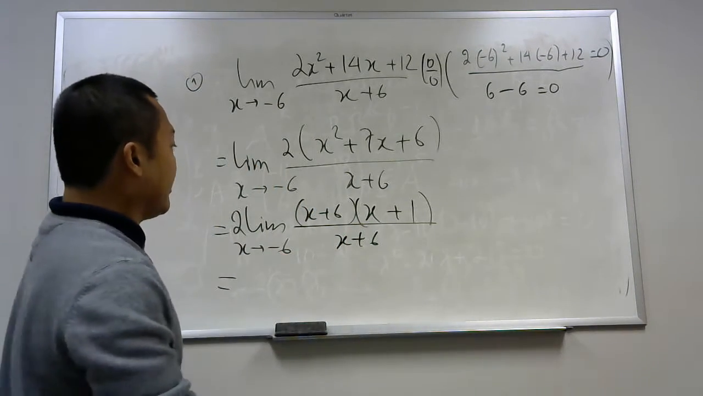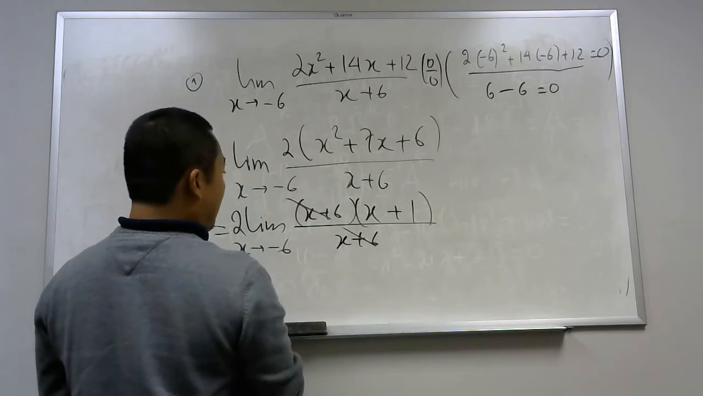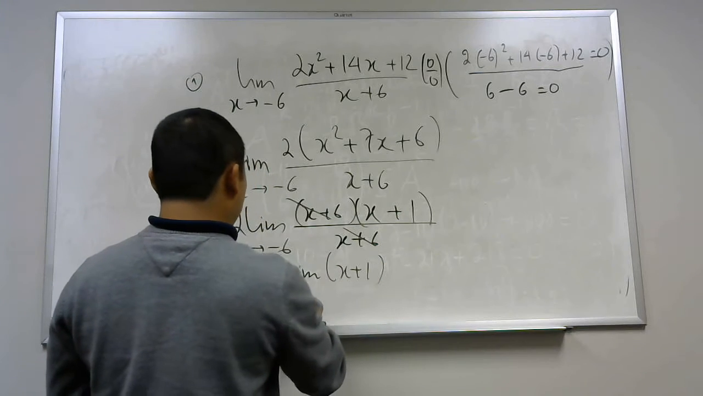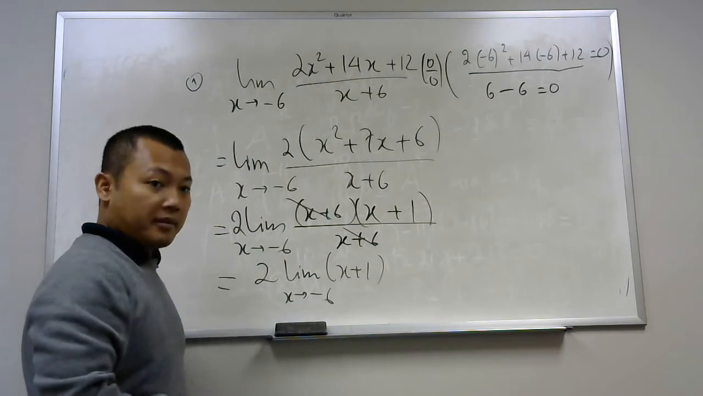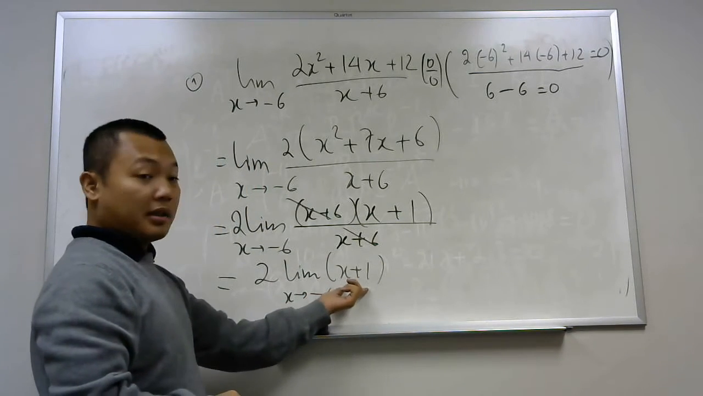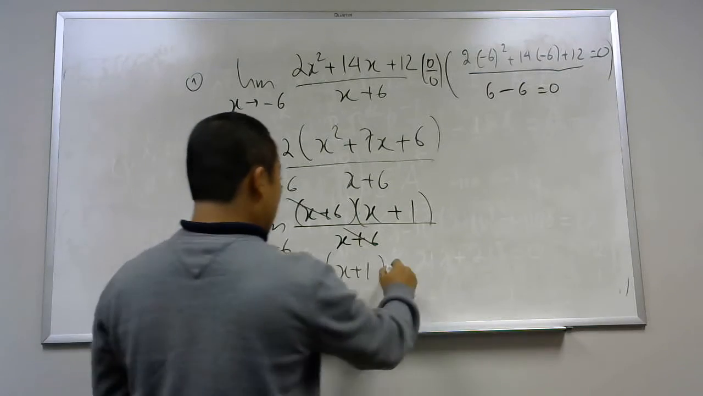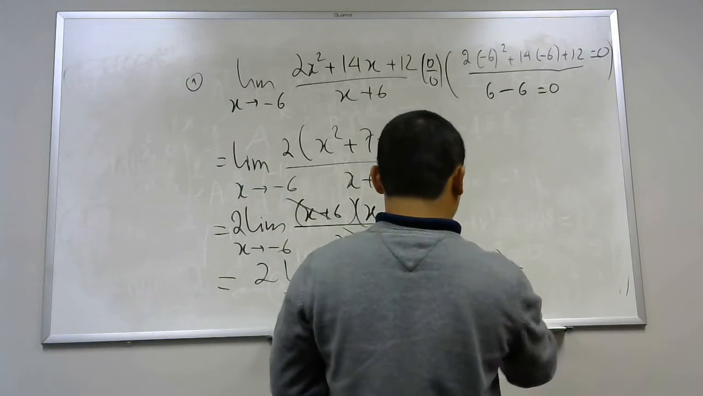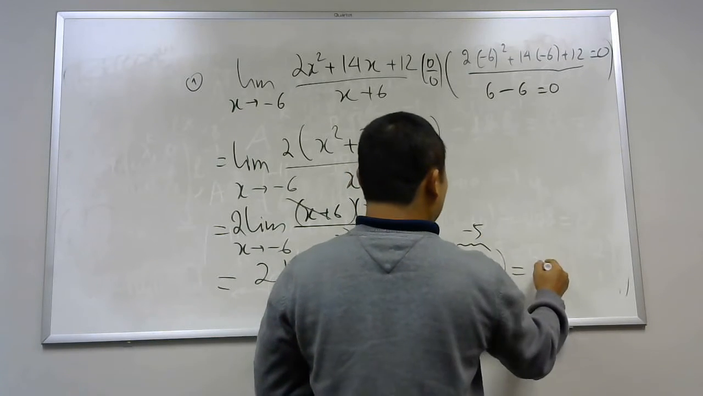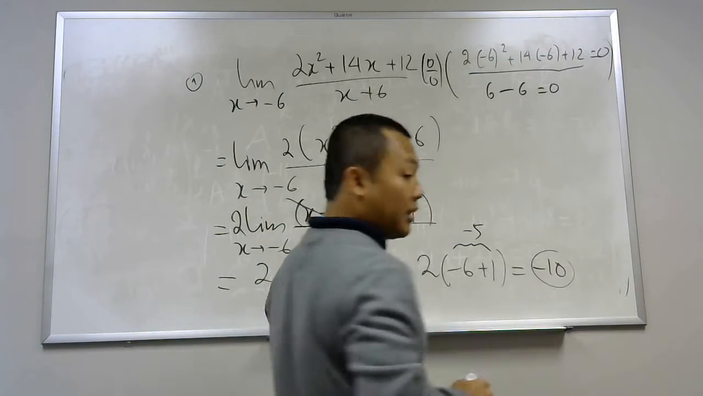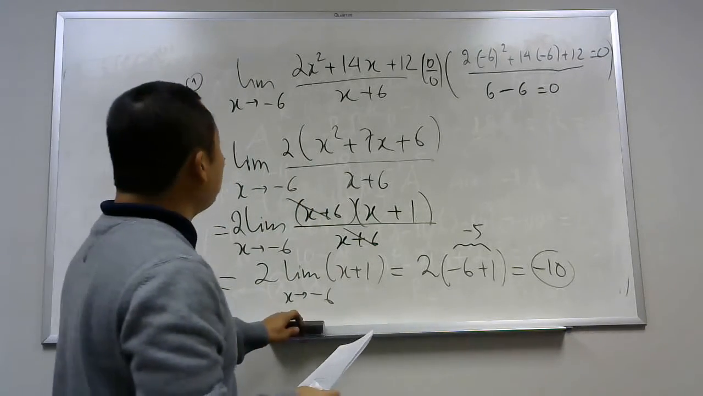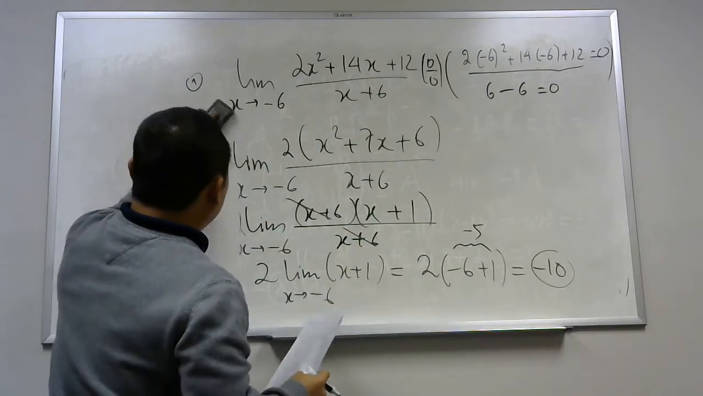And then in this step, we can cancel x plus 6, x plus 6. I have 2 times the limit of x plus 1 as x goes to -6. And now we just plug -6 into this function to get the final answer. That is 2 times (-6 plus 1), which is -5, and I have -10. That is the final answer. Okay? Next question.